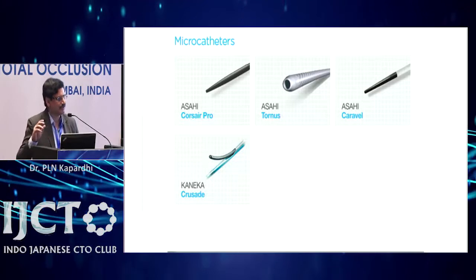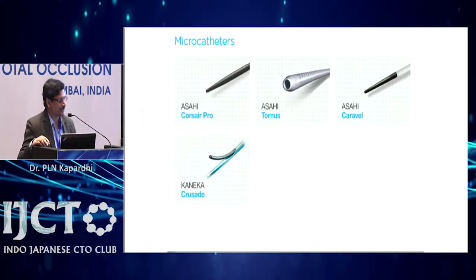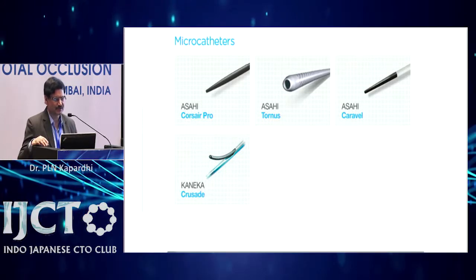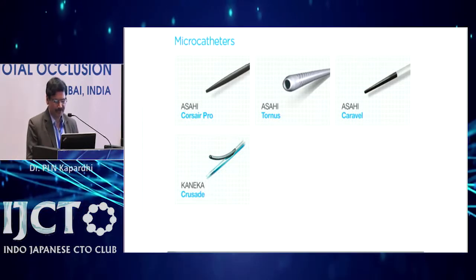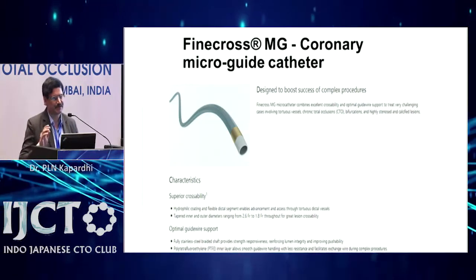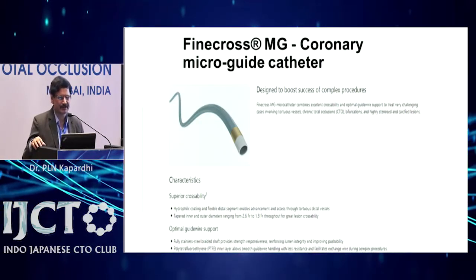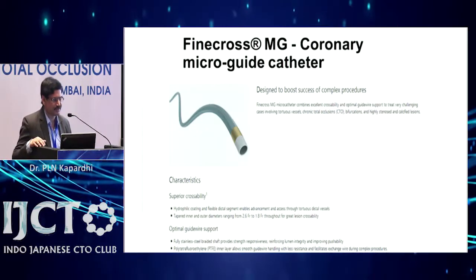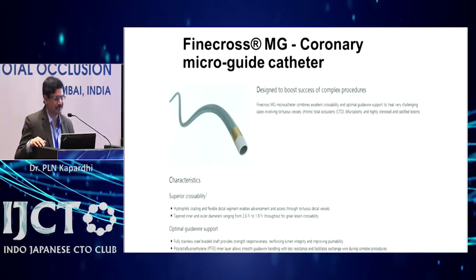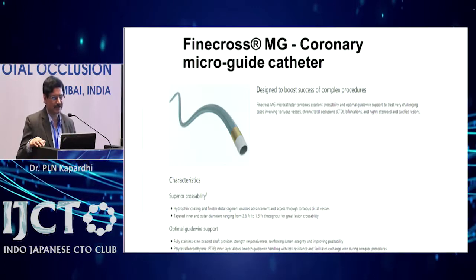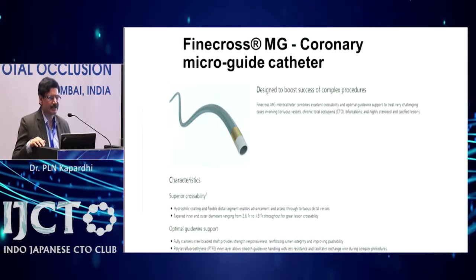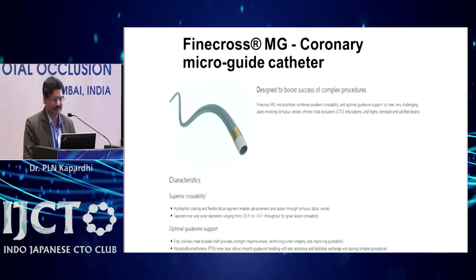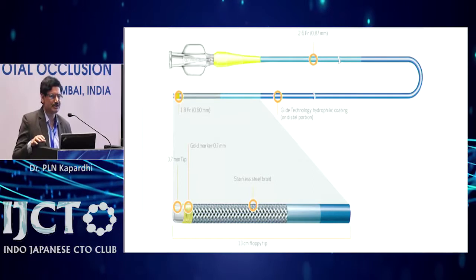In CTO angioplasty, dedicated microcatheters are available, that is Corsair, Tornus, Caravel, and Crusade. Before that, the most important was the Terumo FineCross coronary microcatheter. When we started our CTO angioplasty in 2006, this was the one available at that time, not the other catheters.